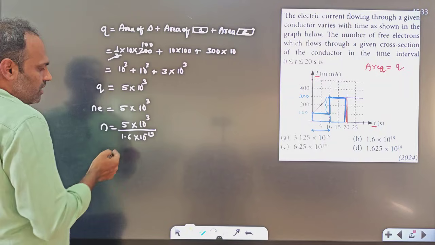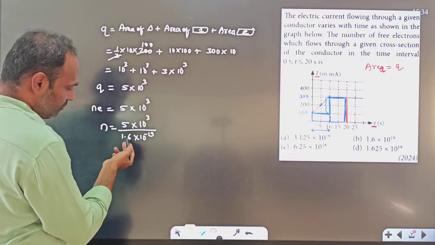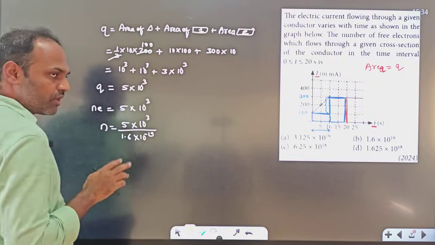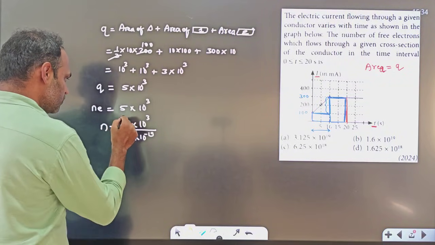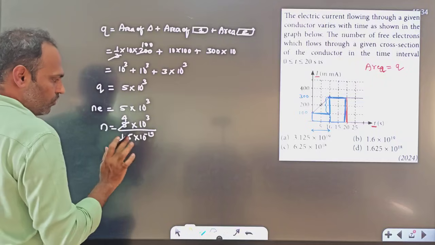So here let me take this one as 1.5. If I take it as 1.5, 1.5 threes will be 4.5. So near about 4, less than 4 it will be.